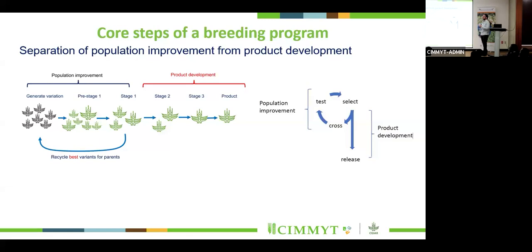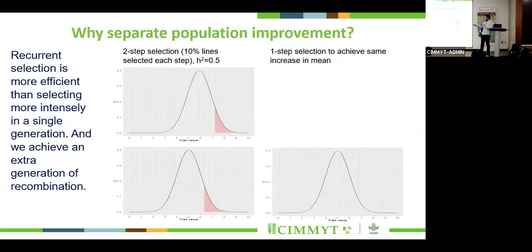We need to separate them because for product development, it's better to evaluate the test process and recycle the lines. But in the case of population improvement, we need to do recurrent selection. We cannot accumulate more of the frequency of good alleles. And so we need to separate them. Yeah, thanks. That's the first point I had on the slide, and that was very clearly explained there.